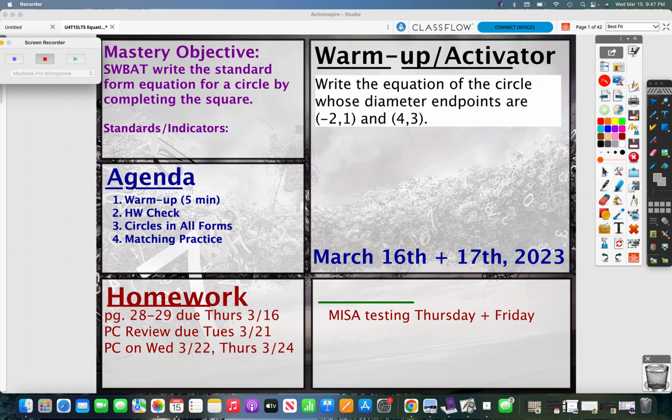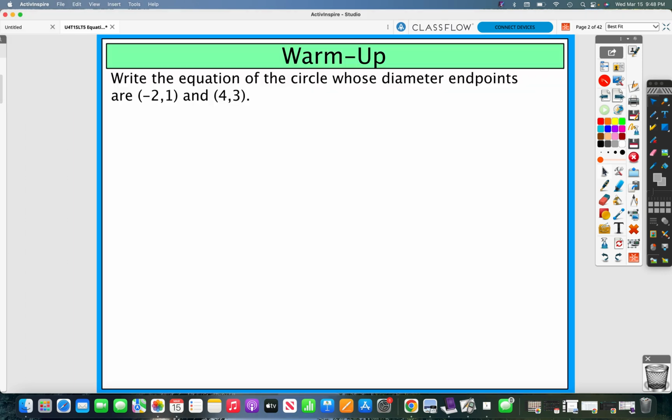Your PC review is going to be due on Tuesday of next week. There'll be a video and answer key posted for that so that you can go over that. Your progress check is going to be next Wednesday and Thursday. All right, so if you haven't had a chance to try the warm-up, go ahead and do that now. Pause the video, give about 2 or 3 minutes to work on this, and then unpause the video.